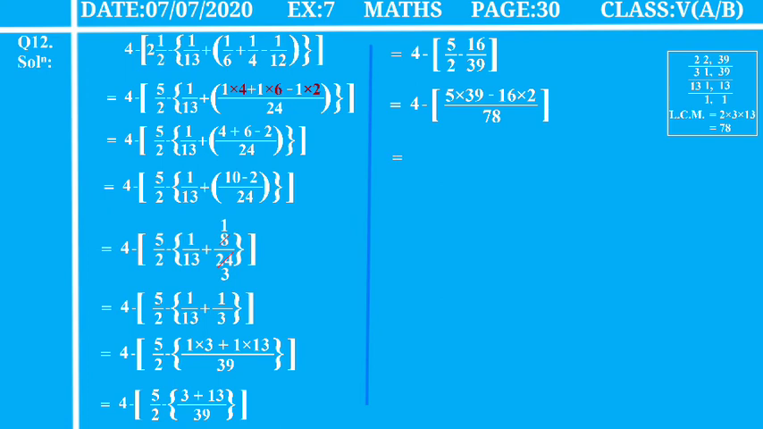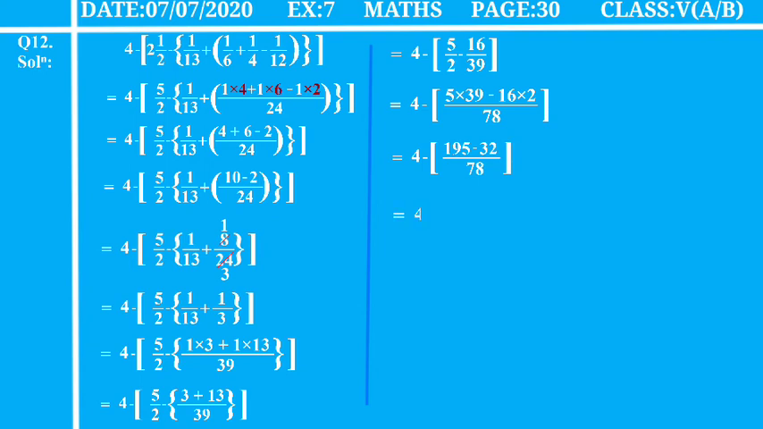39 multiplied by 5. So this is equal to 4 minus 5 thirty-nines are how much? 195 minus 16 twos are 32. Close the bracket. Now you can remove the bracket. Okay, final step. 4 minus 195 minus 32 is 163 by 78. Again, this 4 has denominator how much? What is the denominator of 4? It is 1. So I am writing here 1, just for your understanding.